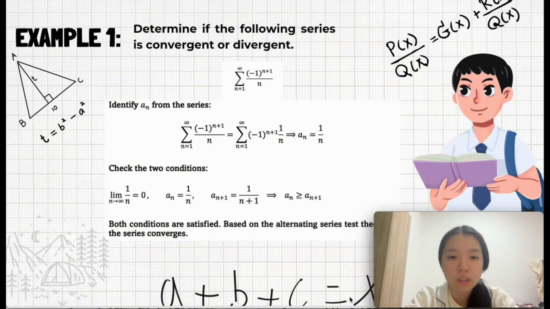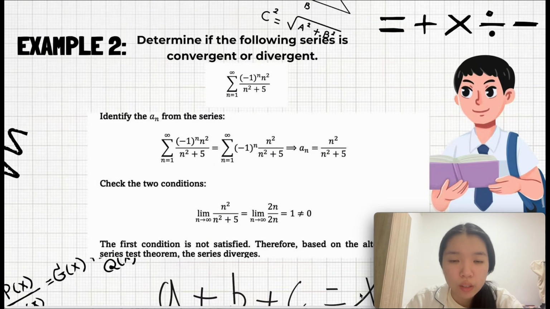This condition is satisfied. Rule 2: check if the sequence is decreasing. 1 over n is always bigger than 1 over n plus 1, so the terms keep getting smaller. Both rules are fulfilled, therefore this series is convergent.